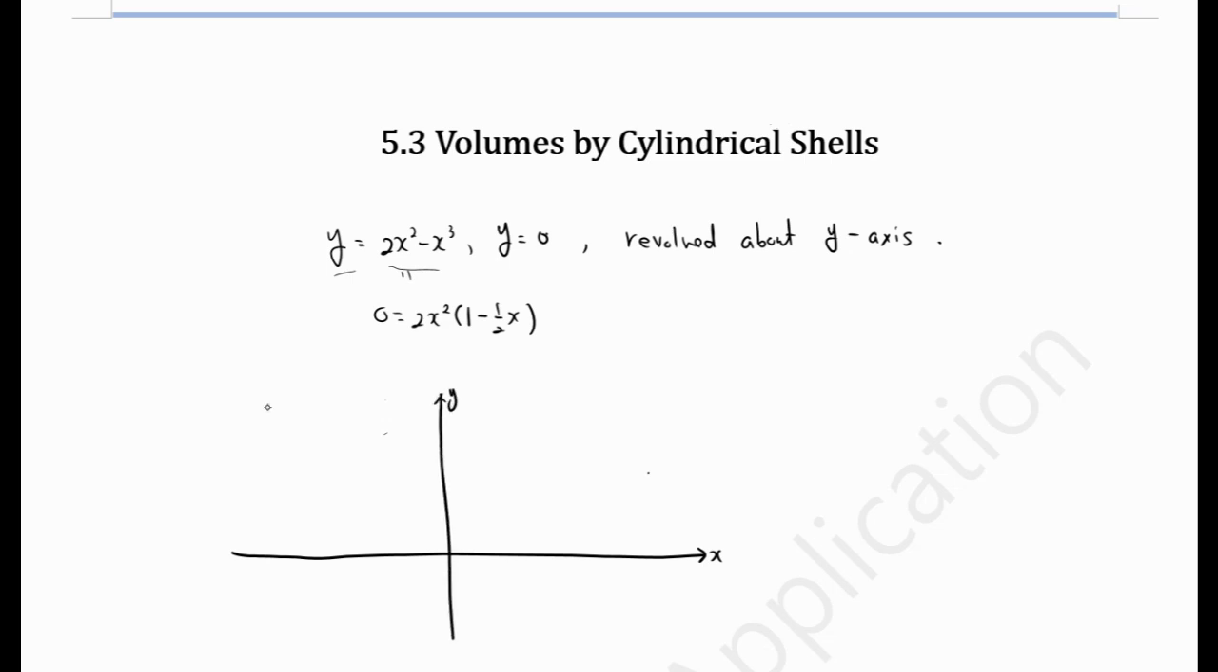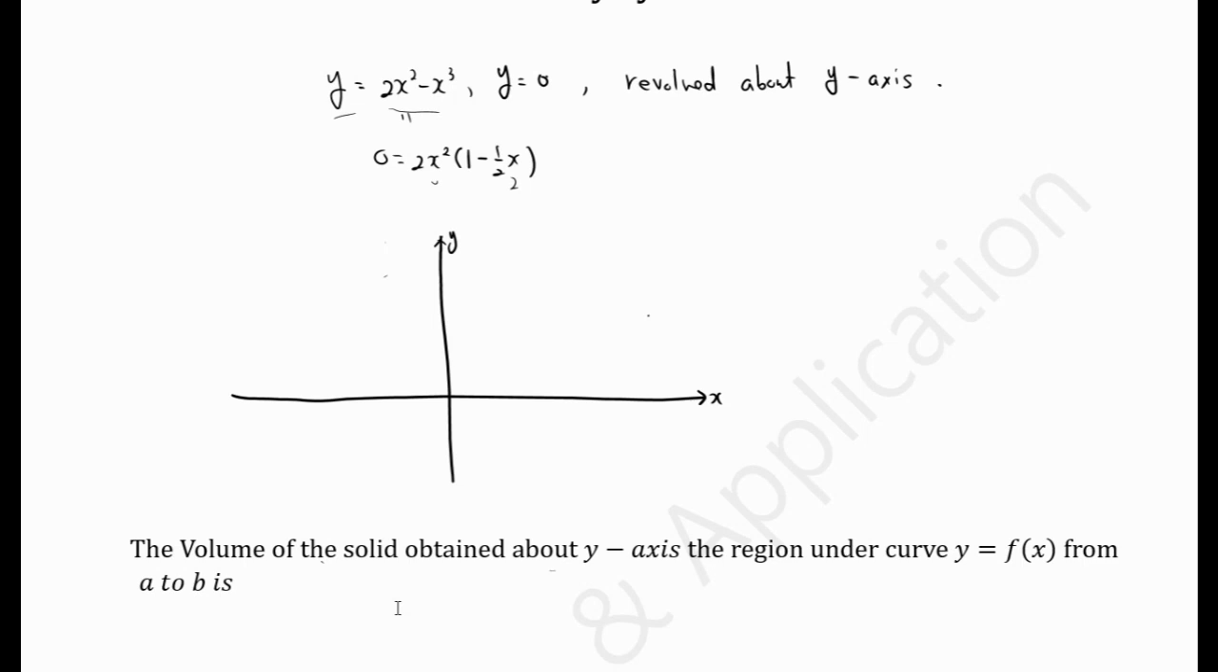The x-intercepts are 0 and 2, so we can draw the graph like this, between 0 and 2. This region is revolved about the y-axis, and we can get this solid. This is minus 2, and this is 4 over 3. The local maximum is 4 over 3. So we try to find the volume enclosed by this area.